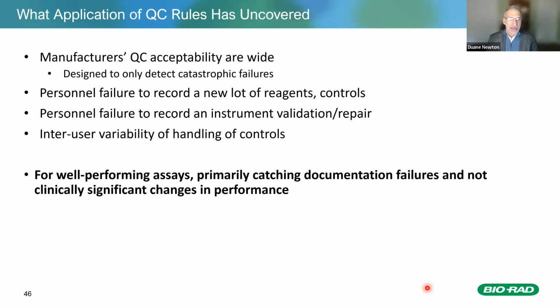So for well-performing assays, such as described, what they were primarily detecting were documentation failures and not necessarily clinically significant changes in performance analytically of the test. But those documentation failures could result in false rejections or false acceptances. So I don't want to minimize the significance of those issues, and it just underlies the various sources of errors that can occur and the importance of having a very robust QA program to identify them.